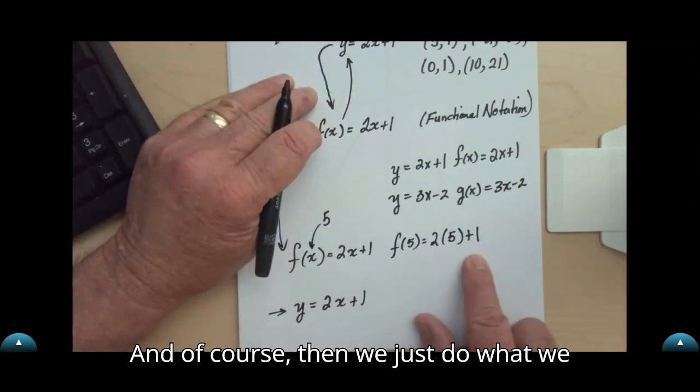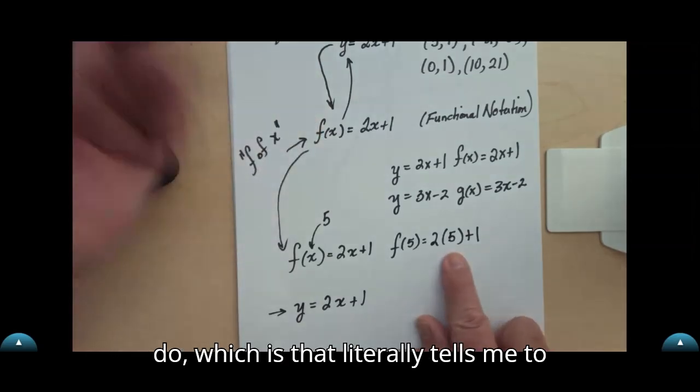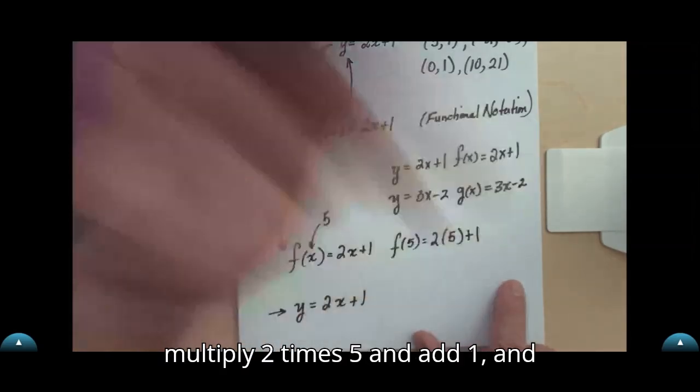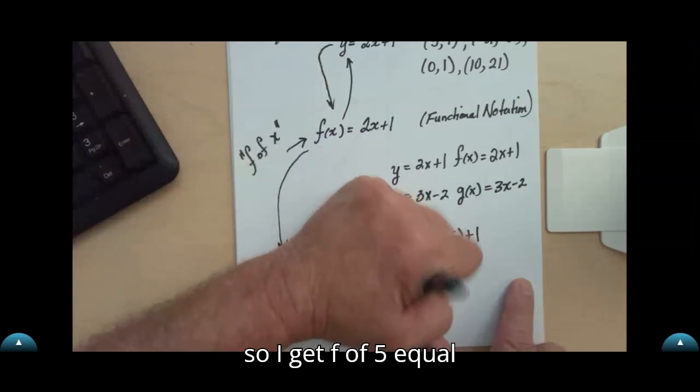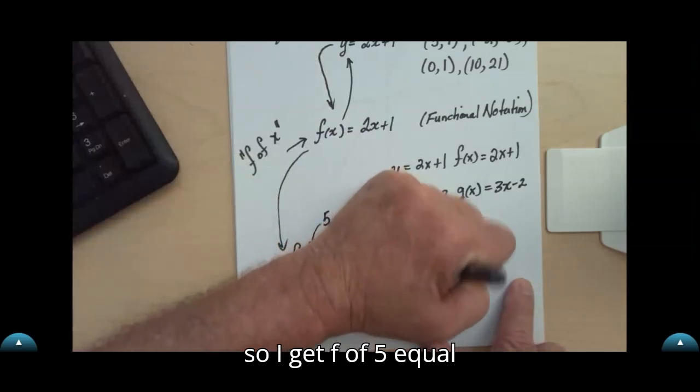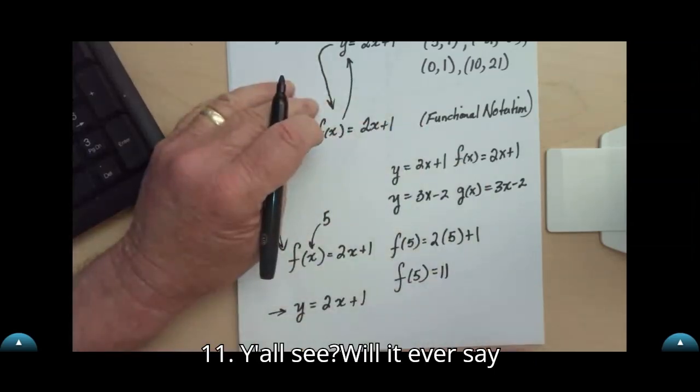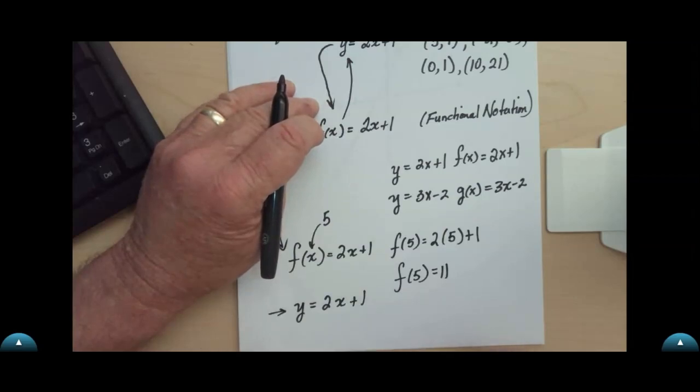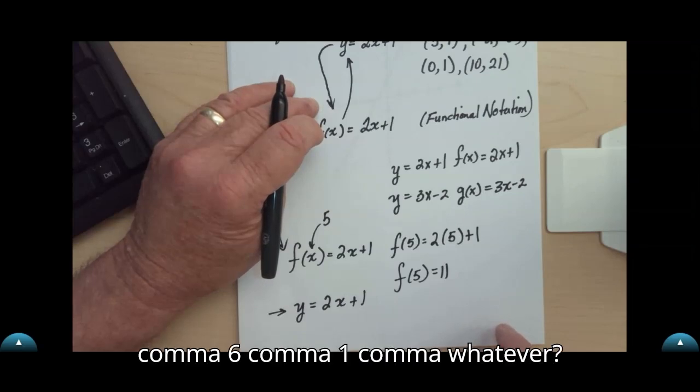And of course, then we just do what we do, which is that literally tells me to multiply 2 times 5 and add 1. And so I get f of 5 equal 11. Y'all see? Will it ever say f inside the parentheses 5, comma 6, comma 1, whatever?